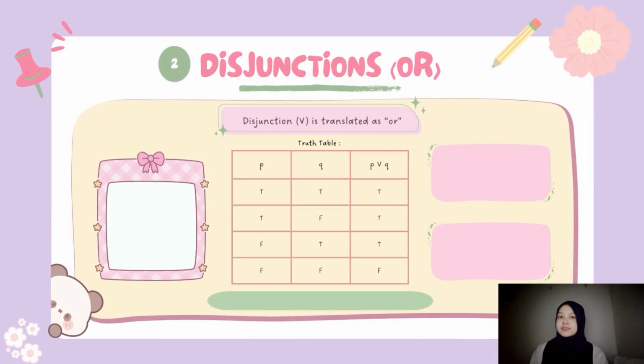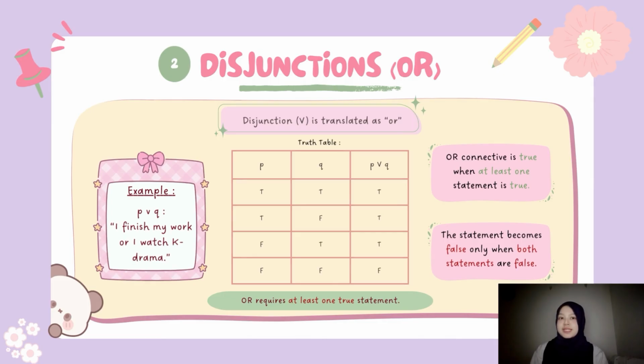Hi everyone, I'm Zafira and today I'll be explaining the second logical connective, which is disjunction, also known as OR. It is represented by the symbol ∨. A disjunction is translated as OR and it is true as long as at least one of the statements is true. For example, let P represent I finish my work and Q represent I watch K-drama. So P ∨ Q means I finish my work or I watch K-drama.